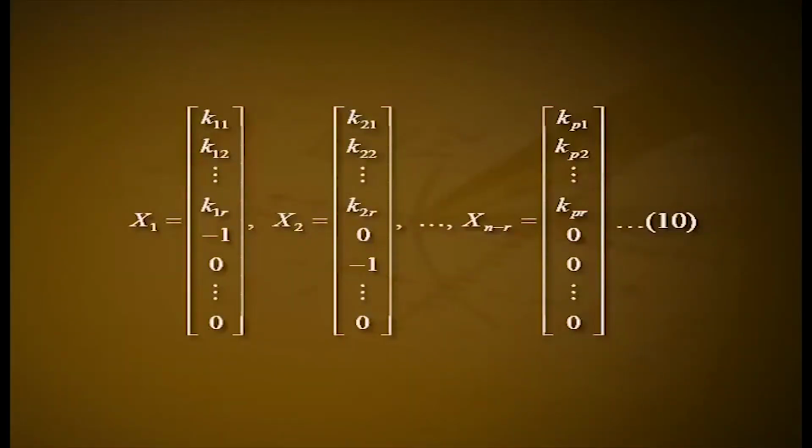Equation number 9. Comparing 7 with 9, we see that x1 is equal to column matrix k11, k12, etc., k1r, minus 1, 0, etc., 0. x2 is equal to column matrix k21, k22, etc., k2r, 0, minus 1, etc., 0, etc. xn minus r is equal to column matrix kp1, kp2, etc., kpr, 0, 0, etc., 0. Equation number 10 are n minus r solutions of the given equation.